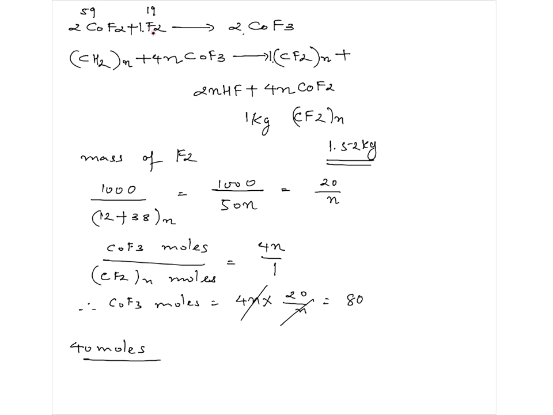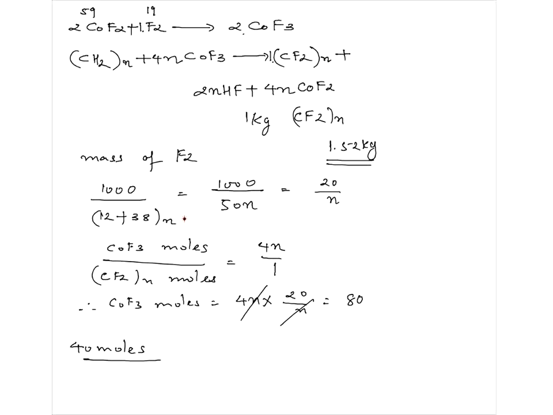So let's do it. 1 kg, 1000 grams. We want its moles, so its molecular mass. 12 for carbon. Fluorine atom is 19, 19 into 2 is 38. So 12 plus 38. So a polymer has one unit called a monomer, and that monomer is repeated several times. So think of CF2 as a monomer, and one unit, that is one monomer, has mass of 50. 38 plus 12, 50, and that monomer is coming n times, so 50n is the molecular mass of this fellow.